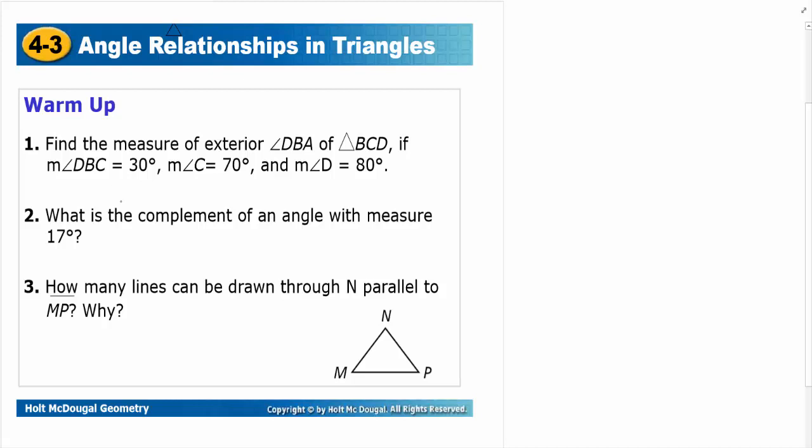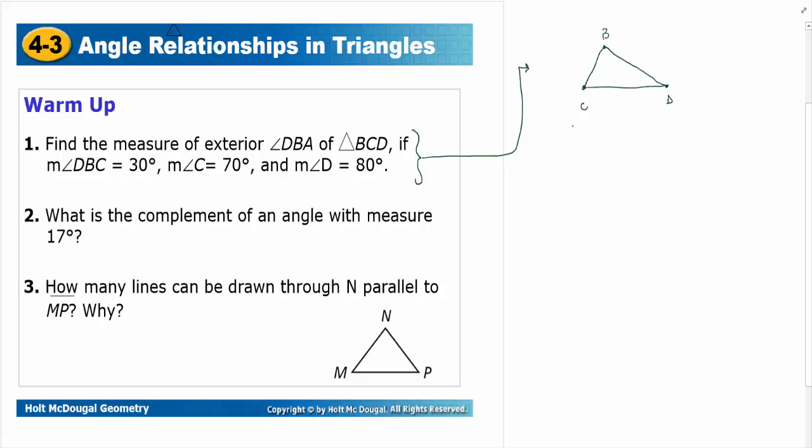Let's get my color. There we go. Number one, we're going to find the measure of the exterior angle, DBA, of triangle BCD. So this is kind of describing a picture here. So what I'm going to do for number one is come up and draw it. I have triangle BCD, so I'm going to draw that B, C, and D. Do like a scalene triangle. I really don't know what kind of triangle we're dealing with, so I'm just going to draw one and just deal with it when we get there.